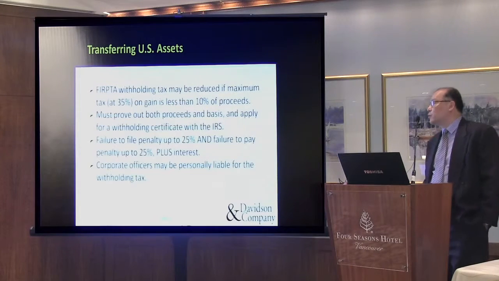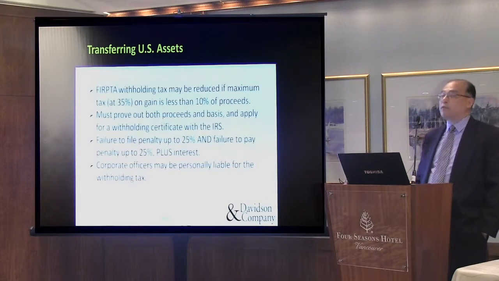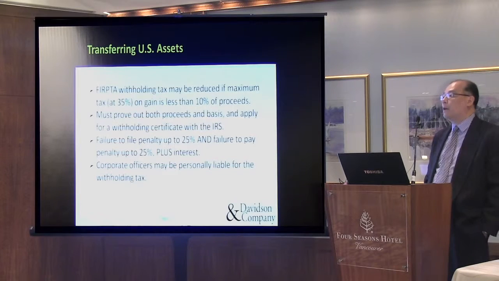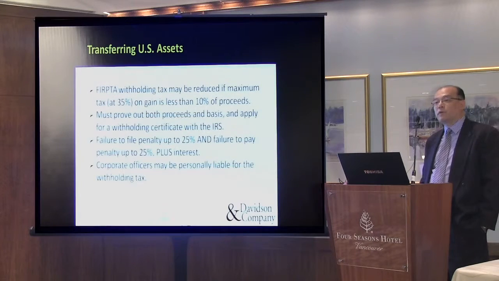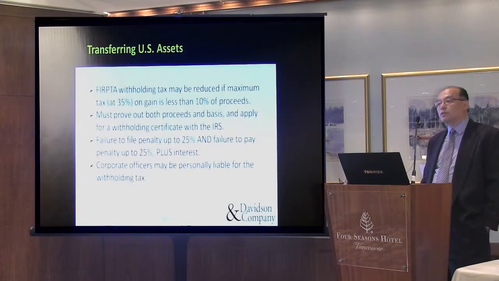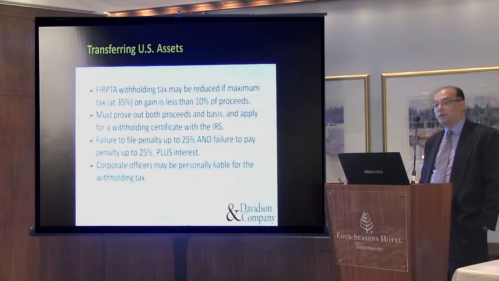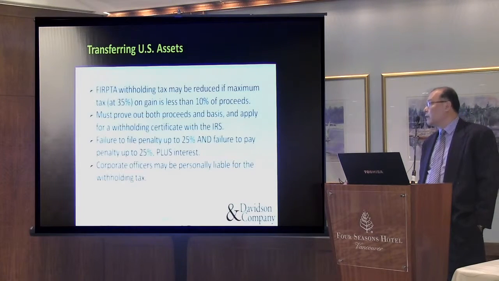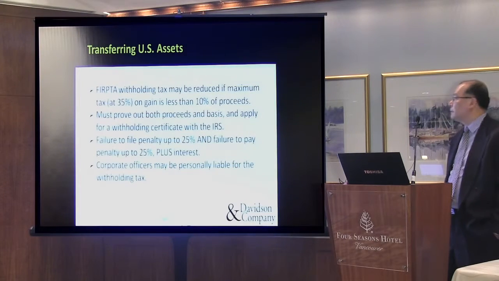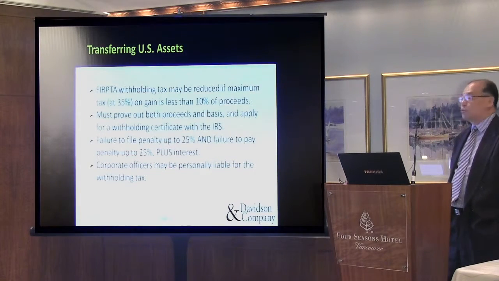But nothing is easy with the IRS. When you apply for this, you have to prove to them what your basis is for that property and what the proceeds are that you're getting from that property. So basically, you have to give them copies of the purchase agreement and the sales agreement. And then the IRS would give you a letter that basically says you're off the hook for the withholding tax. You still have to file a tax return.